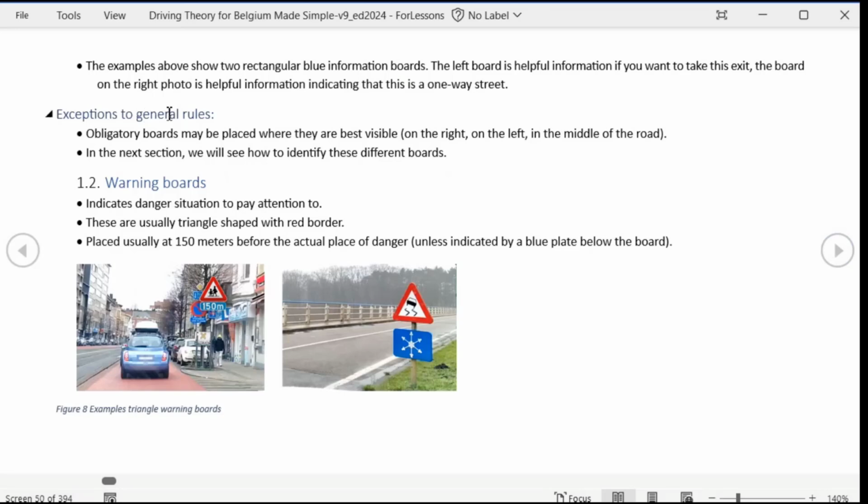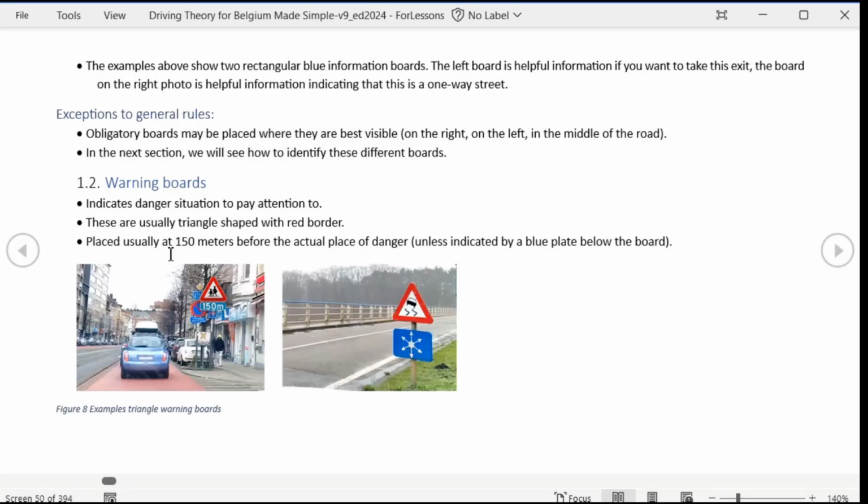So what are the exceptions to these general rules? As we discussed, obligatory boards are round boards with a blue background, blue color filled in. These may be placed where they are best visible. They may be placed on the right, on the left, in the middle of the road. It doesn't matter. We will see more examples as we move through this lesson. In the next section, we will see how to identify these different boards.